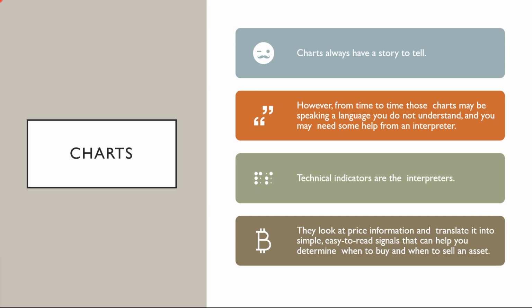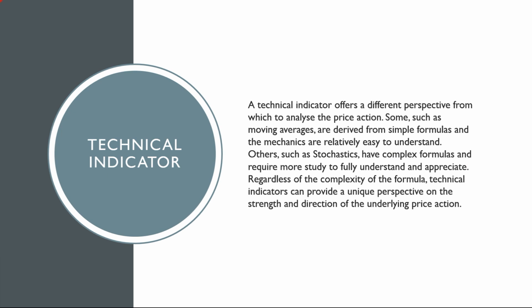Now, technical indicators look at price information and translate it into simple, easy to read signals that can help you determine when to buy or sell an asset. A technical indicator offers a different perspective from which to analyze the price action. Some, such as moving averages, are derived from simple formulas and the mechanics are relatively easy to understand. Others, such as stochastics, have complex formulas and require more study to fully understand and appreciate. Regardless of the complexity of the formula, technical indicators can provide a unique perspective on the strength and the direction and the momentum of the underlying price action.